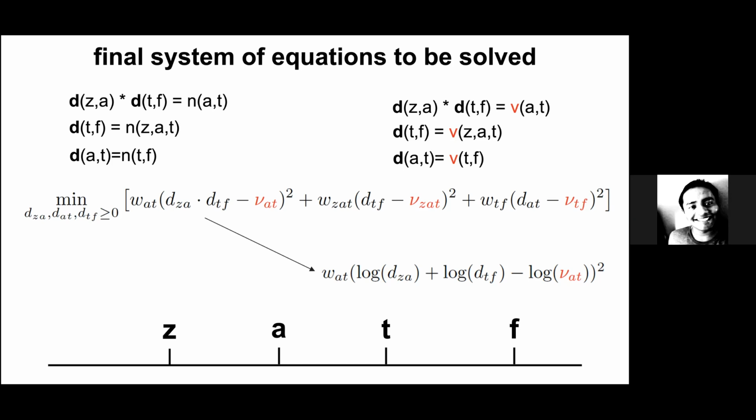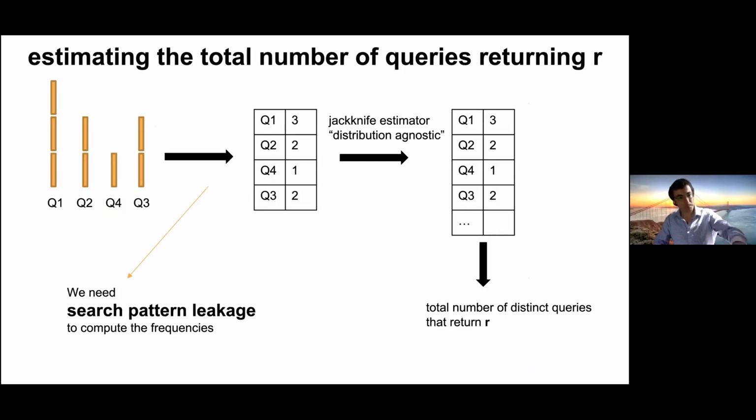Got it. Can you say again how you used the search pattern leakage on the slide before this? I think I didn't. Right. Say you want to estimate the total number of queries that return a specific response R, like a comma t. How many queries return a comma t? As an adversary, you observe that a query Q1 was issued 3 times and returned the response R. Another query Q2 was issued 2 times and returned the specific response R. Another query Q4 was issued 1 time and returned R. And another, Q3, 2 times, returned R. Is it clear? Yeah, that part is clear.